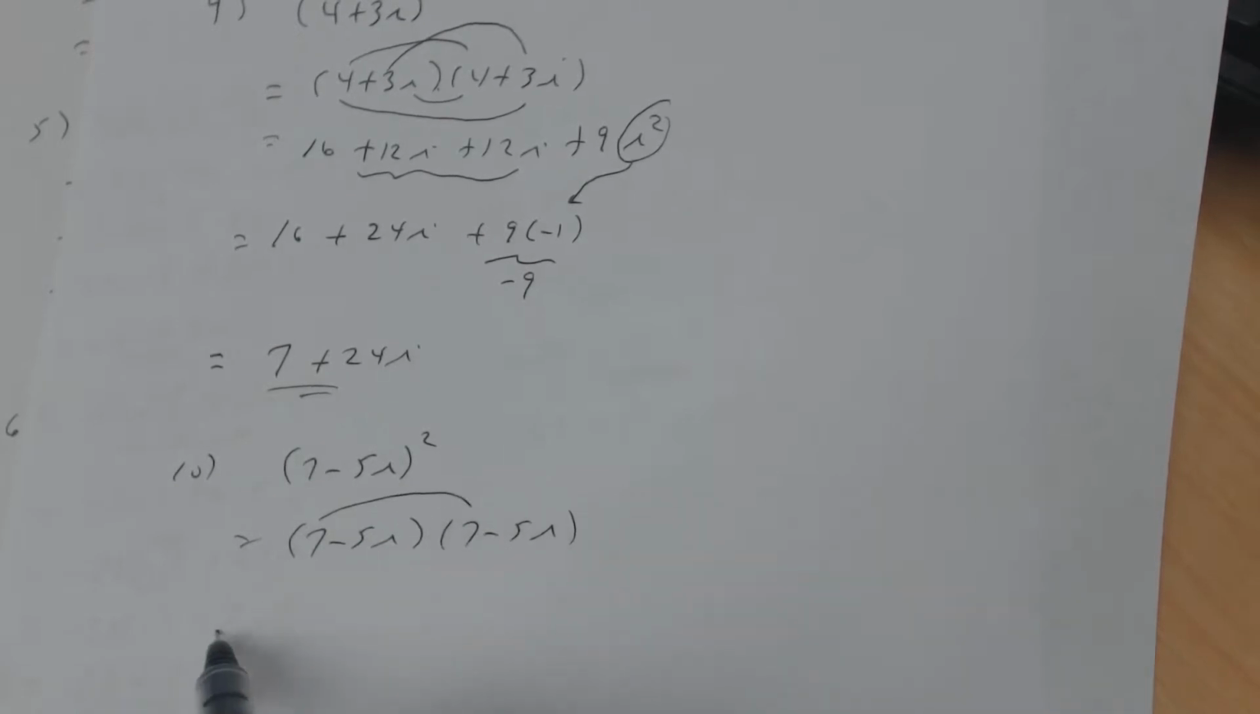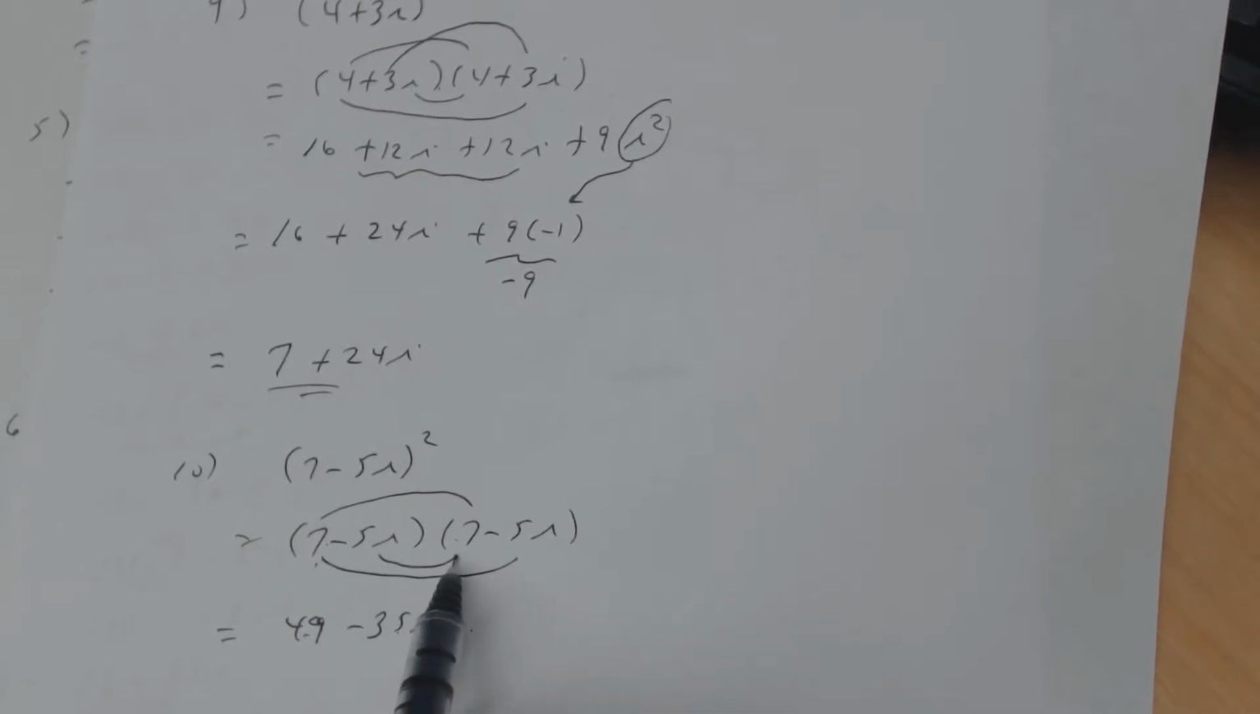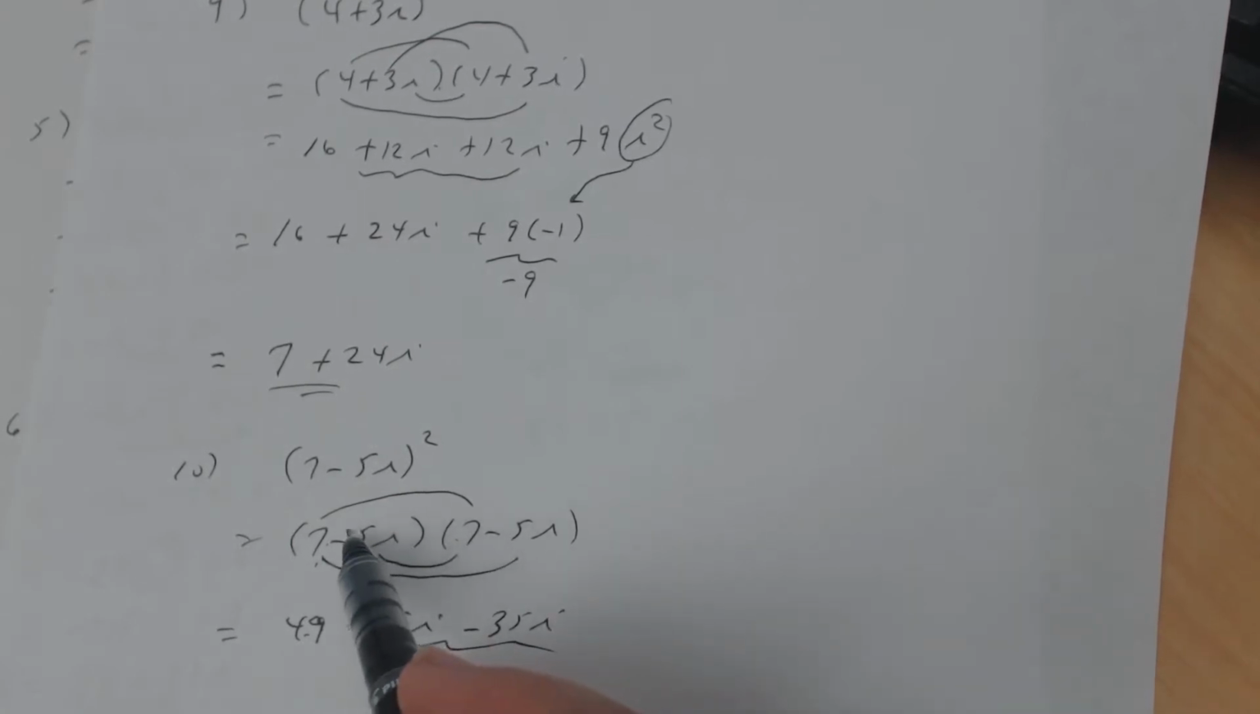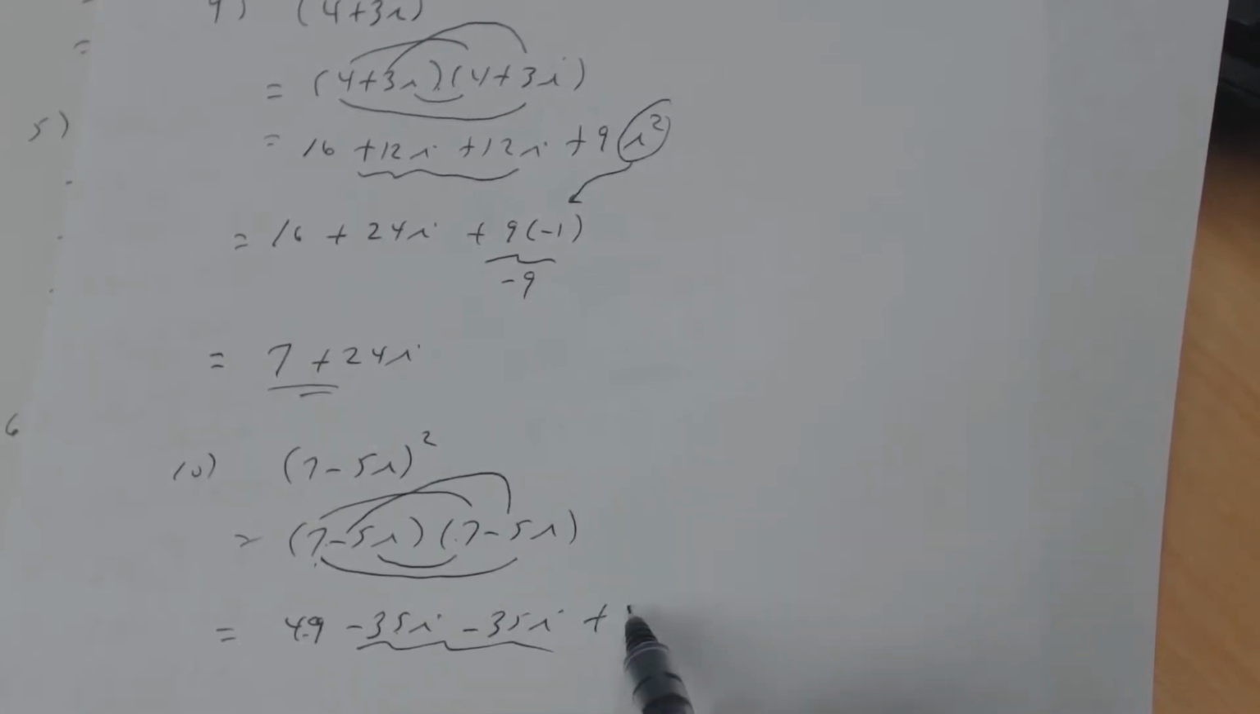So 7 times 7 is 49. So the first times first is 49. The outer terms, so 7 times a negative 5i is a negative 35i. Now remember, since these are both the same factors, the outer and the inner should be the same as well. Negative 5i times 7 is also a negative 35i. See, these two terms have to be the same. Okay, now the last. A negative 5 times a negative 5 is a positive 25. I times I is I squared. And you've got to remember the fact that I squared equals a negative 1.